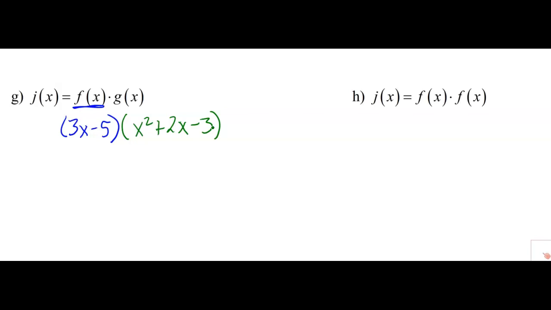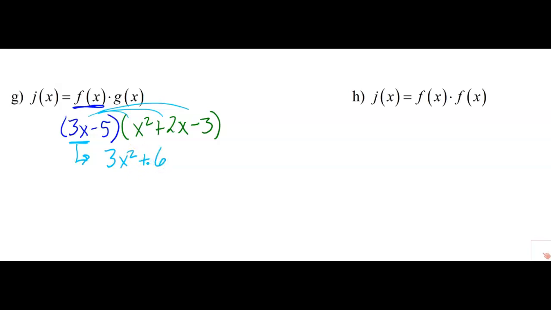We have multiplication with plus minus sets. So I want to distribute through, and I'm going to distribute through first on the 3x. So 3x distributed through the second set of values. So 3x times x squared is 3x squared. 3x times 2x is 6.